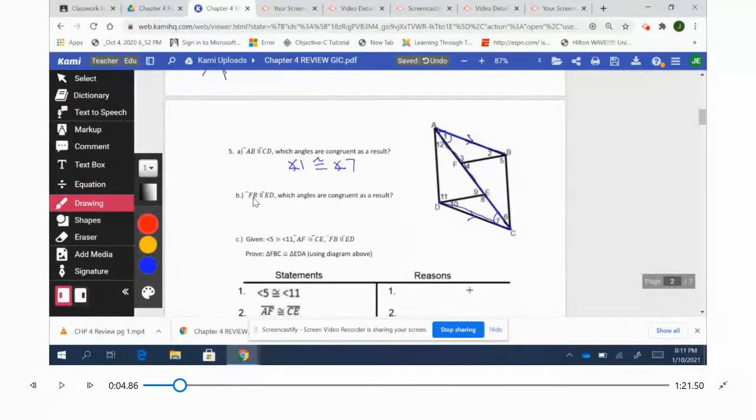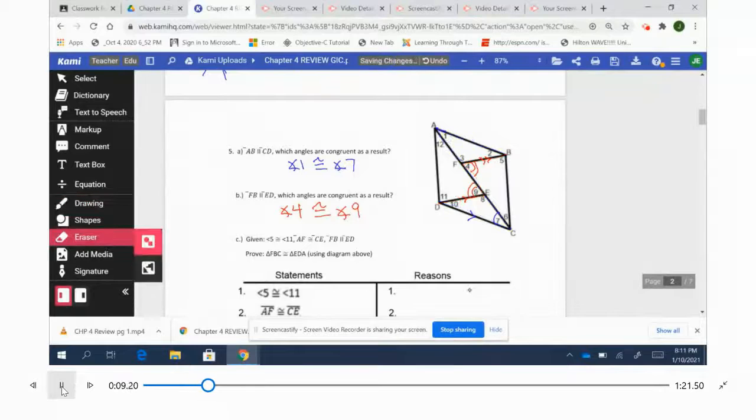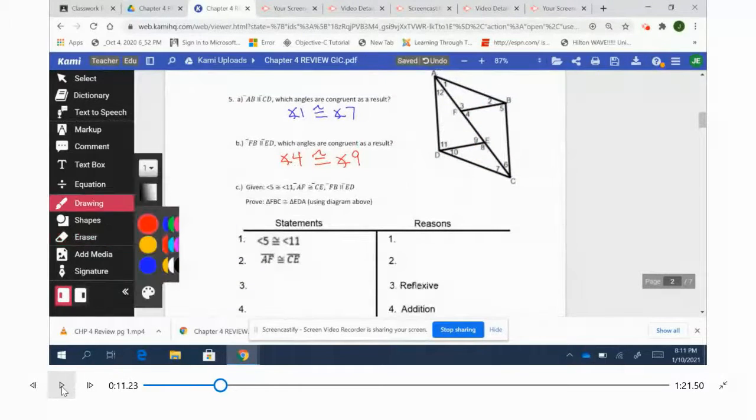Okay, for B, FB is parallel to ED. Again, that's going to be a backward Z. If you can look at that right there, backward Z. You're going to have alternate interior angles 4 and 9 congruent. Okay, so I had to erase things because really angle 1 congruent to angle 7 doesn't help us.